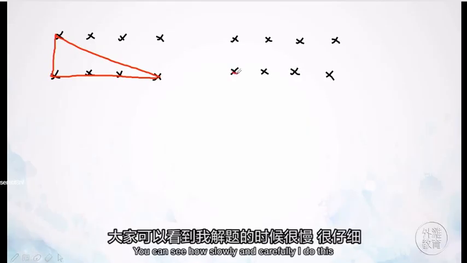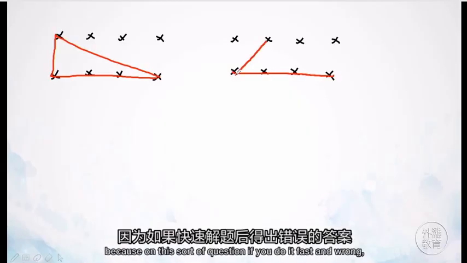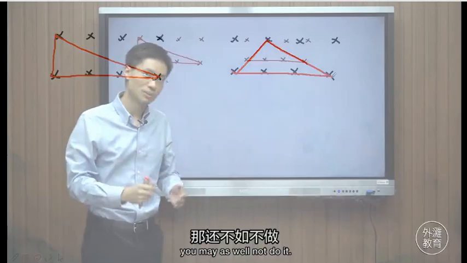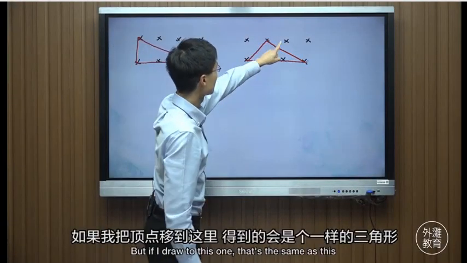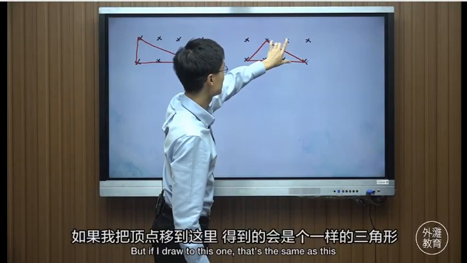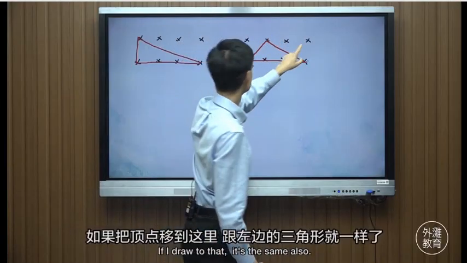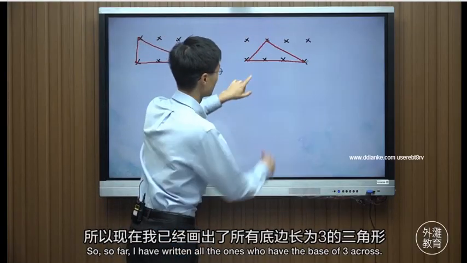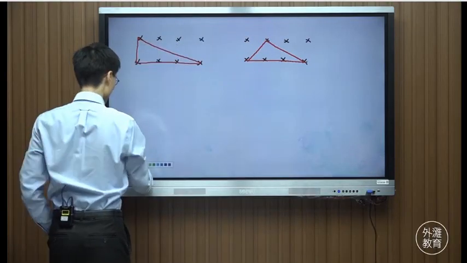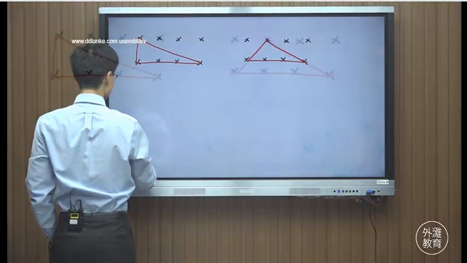You can see how slowly and carefully I'm doing this, because on this sort of question, if you do it fast and wrong, you may as well not do it. So let's see. So far I have these two, but if I draw to this one, that's the same as this because I can flip. If I draw to that, it's the same also. So far I've written all the ones which have a base of 3 across. Let's continue.